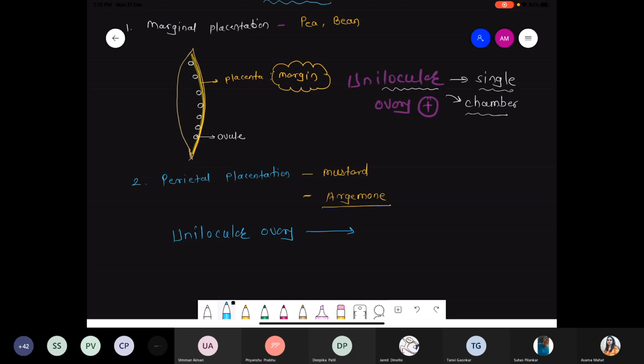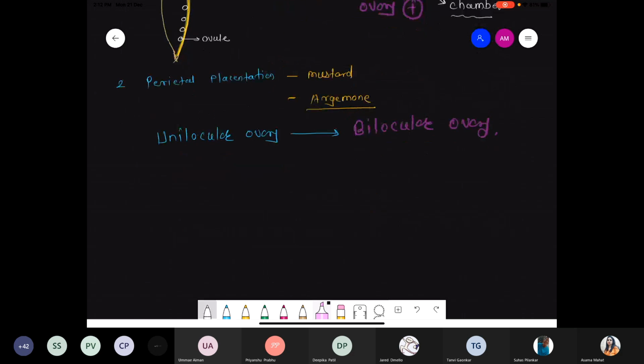Unilocular, and further it is converted into bilocular. Uni to bilocular ovary pattern. We'll try to explain this point by taking the mustard seeds example. First of all, we draw the structure. Suppose these are the typical structure of the placental, means ovary pattern. Completely we are talking about the typical structure of the ovary.